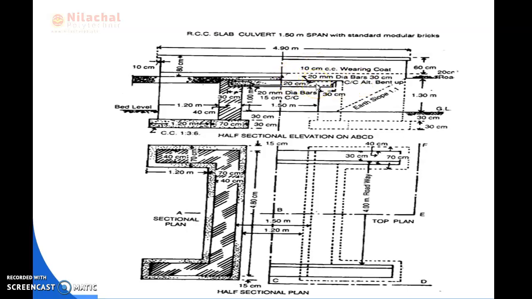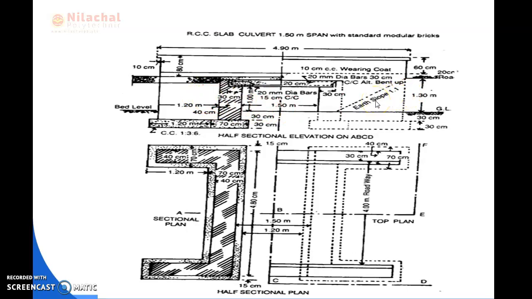Here in the slab section, 20 mm dia bars at 30 cm center to center are provided as alternate bars, and 20 mm dia bars at 15 cm center to center are provided as main bars. In this sectional elevation, we can see the breadth of the slab. Here the main bar is shown because the main bar is lying breadthwise. Here the earth slope is 1:1 ratio. The same slope is provided on the opposite side also.